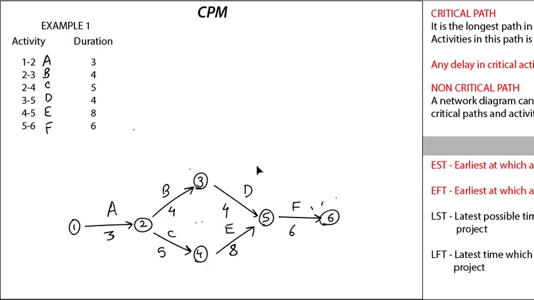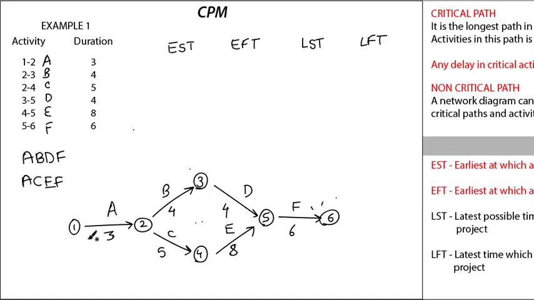Now we have early start time, early finish time, latest start time and latest finish time, right? We have these four terms. In this network diagram we have two paths. The first path is A, B, D, F, and the second path is A, C, E, F.